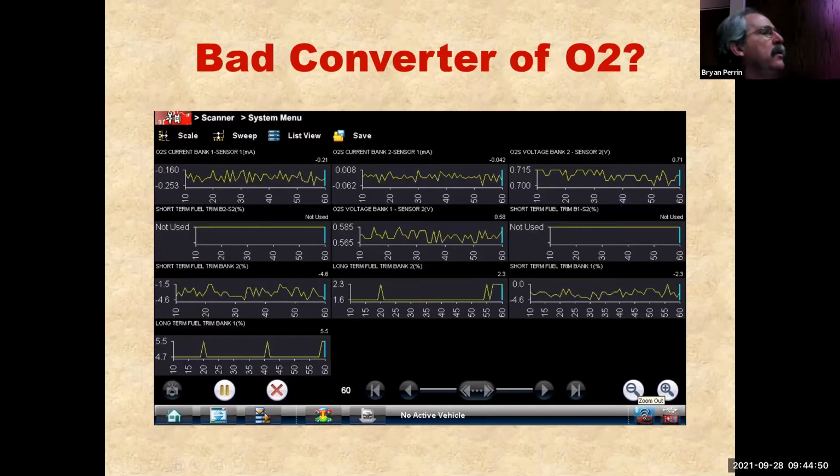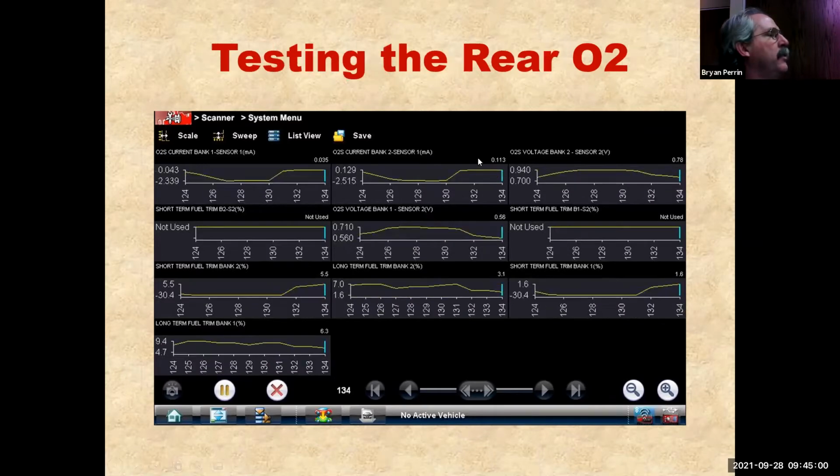So let's take a look here. So the question is, do I have a bad converter or a bad O2 sensor? So let's look at our sensors. So what I'm going to do is I'm going to arrange them from rich and lean. So again, I'm going to use my propane, and I'm zoomed in here pretty tight. And I can use the scale on the end. So my current went from 0.043 or 0.129, which is pretty similar, to negative 2.3 or negative 2.5. Again, similar. I don't know these enough to say that's a problem, but at least they both move.